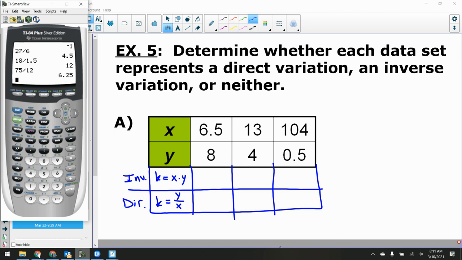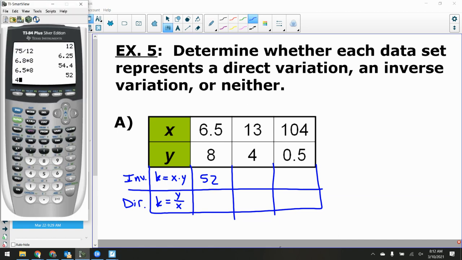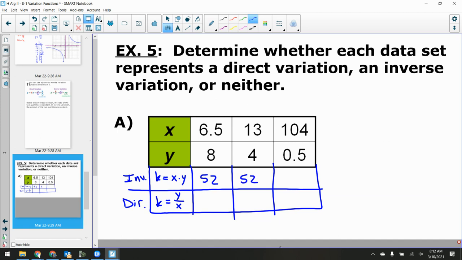So let's check x times y. 6.5 times 8 is 52. 4 times 13 is 52. 1/2 of 104 is indeed 52. We don't even need to check direct variation because we see that this is an inverse, but I'm going to show you what happens if I try to check for direct variation.